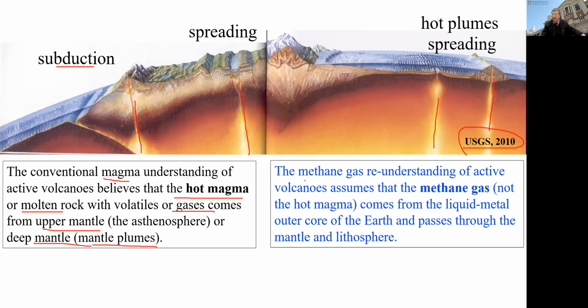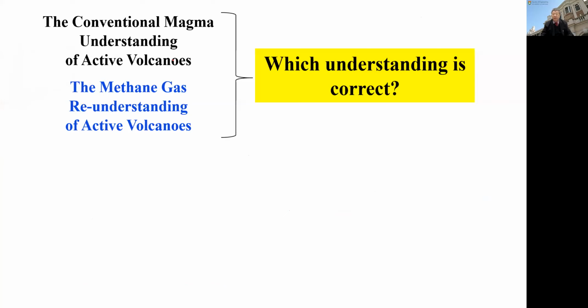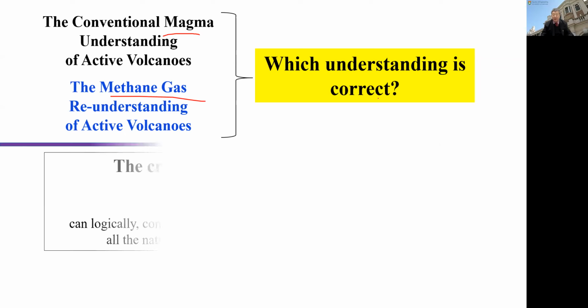Okay, so the methane gas understanding of active volcano assumes methane gas, not hot magma, coming from the liquid metal core of the earth, passing through the mantle and lithosphere, and having a chemical reaction with the surrounding rocks. So which understanding is correct? This conventional magma understanding or the re-understanding of methane gas, which one is correct?